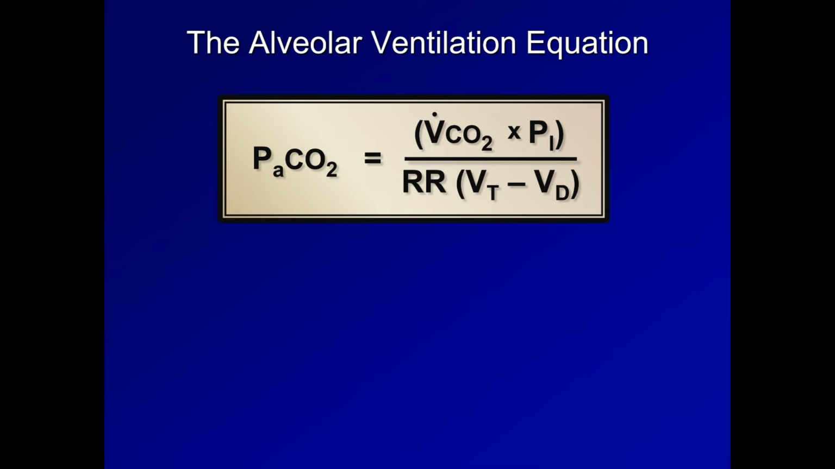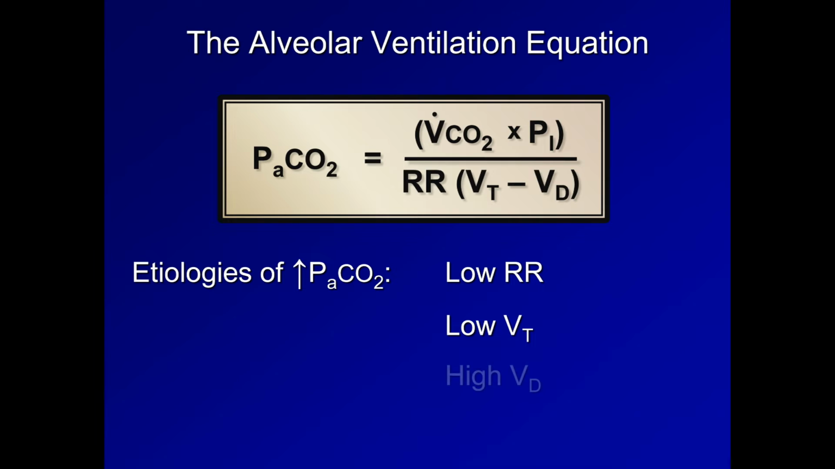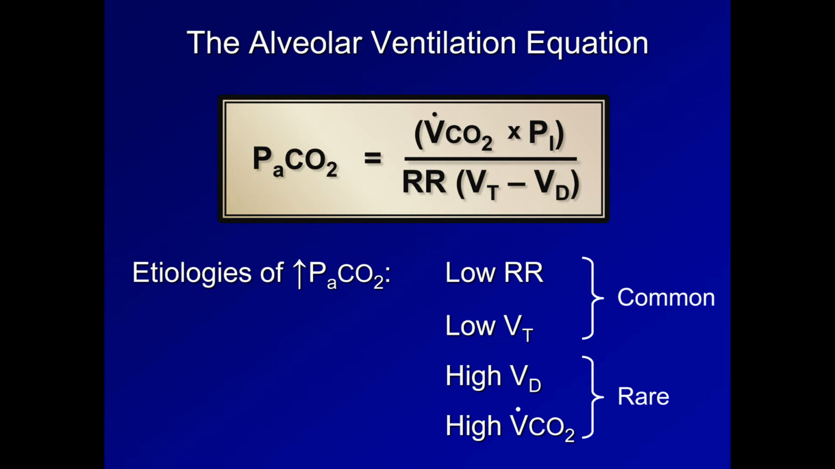From this equation, we can see that mathematically there are 4 types of derangements that will lead to increased PaCO2: low respiratory rate, low tidal volume, high dead space, and high rate of CO2 production. Of these, the first 2 account for the overwhelming majority of respiratory acidoses, and the last 2 very rarely. Although the equation suggests that high pressure of inspired air can also lead to high PaCO2, this would only occur in unusual non-physiologic situations such as hyperbaric chambers, and we won't consider it further in this lecture.